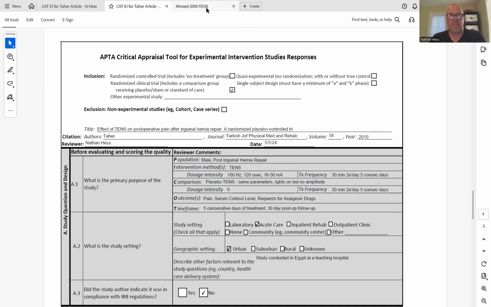Hello, my friends. Trying to record a video here telling you how to utilize the Cat EI tool. So let me share my screen with you and we will rock and roll here. So this is the Cat EI tool for this specific article, right?